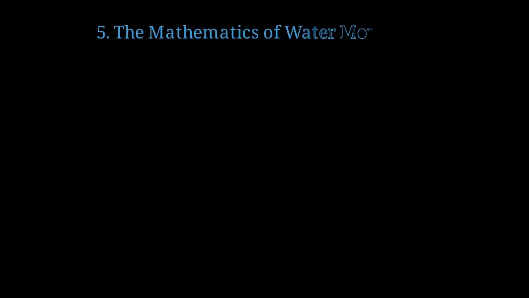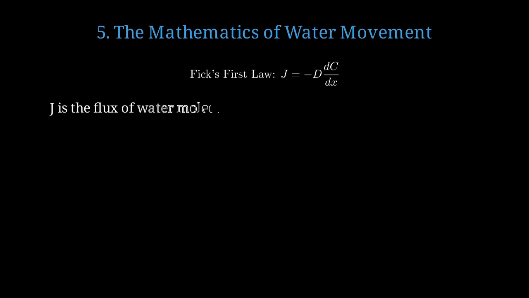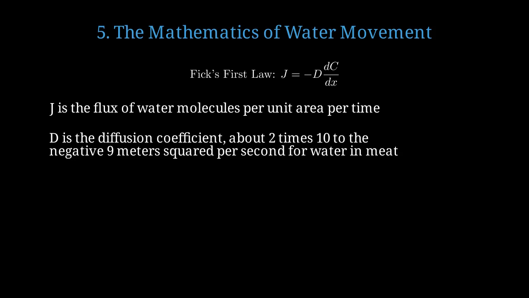Let's quantify exactly how much water moves in and out during this process. Fick's first law describes diffusion. The flux J equals negative D times the concentration gradient. J represents how many water molecules cross a unit area per unit time. D is the diffusion coefficient, approximately 2 times 10 to the negative 9 meters squared per second for water moving through meat. The total mass transferred equals flux times surface area times time.